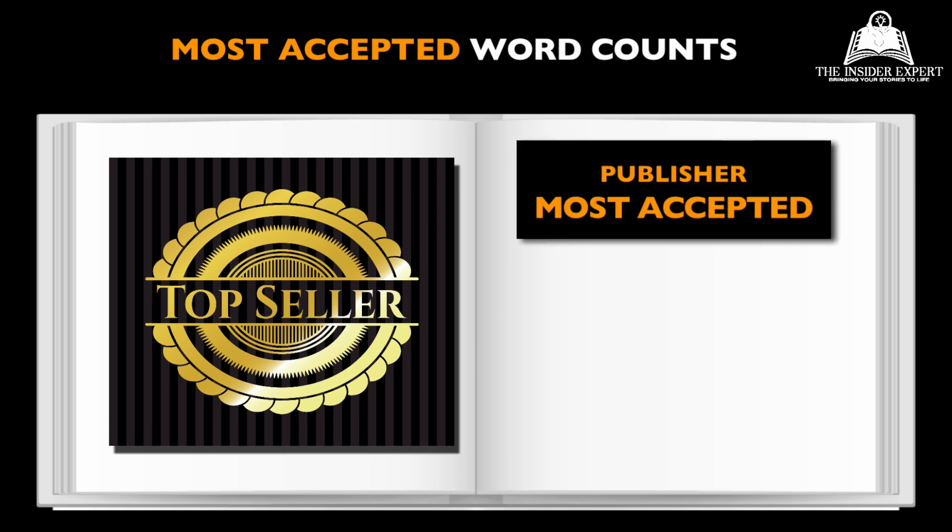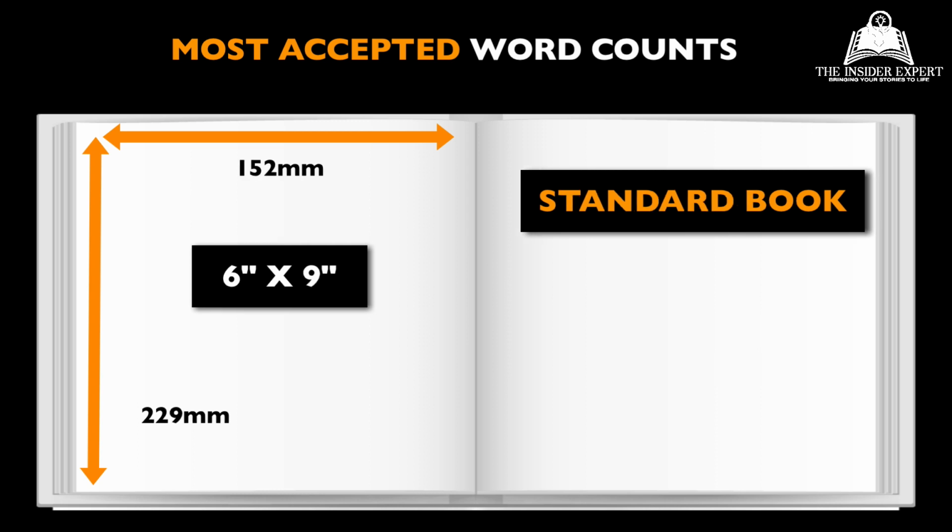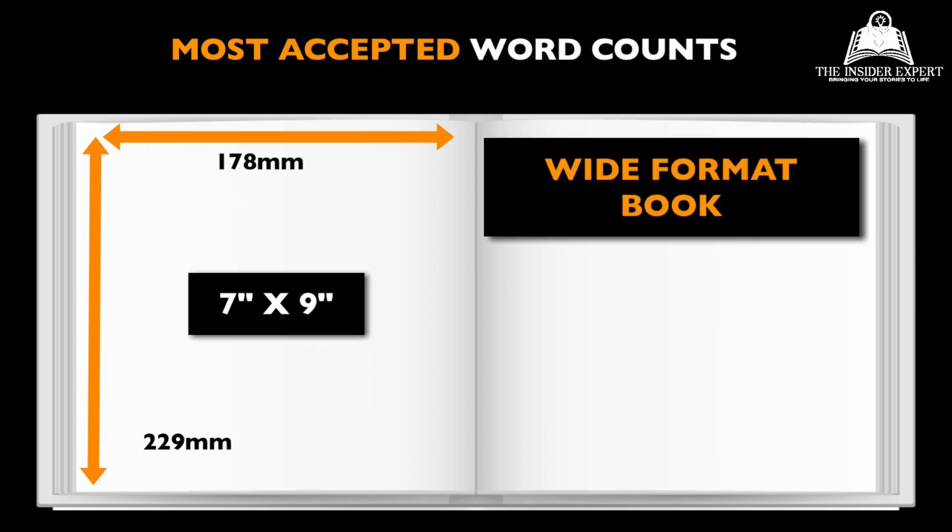We're going to look at the most accepted word counts. The publisher's most accepted word count is 250 words per page. A small book is about 200 to 250 words per page. A standard book is about 300 words per page. A wide format book is about 400 to 450 words per page.